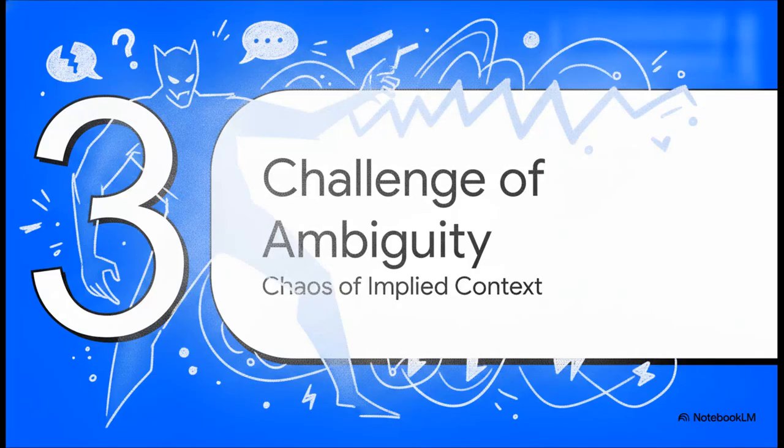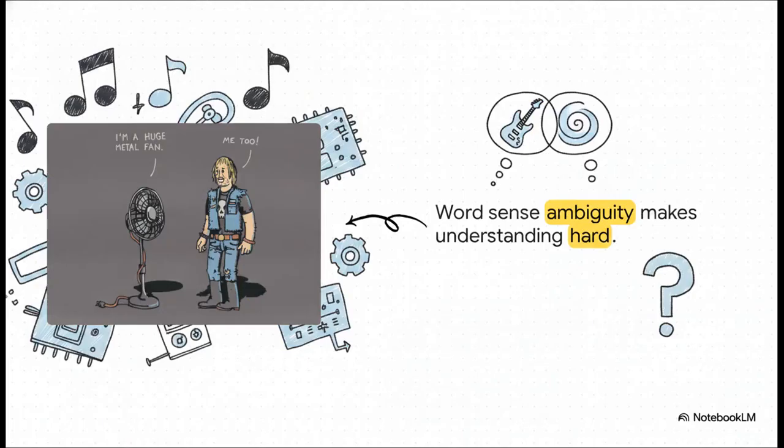But just when you think language can be perfectly categorized into neat little tokens and stems, we hit Section 3. The challenge of ambiguity, or the chaos of implied context. See, word sense ambiguity is a massive, massive hurdle for computers. Imagine a cartoon where a literal metal desk fan says, "I'm a huge metal fan."